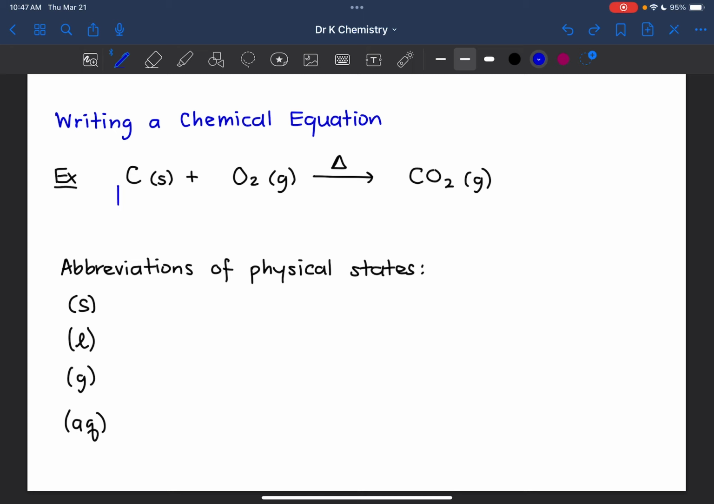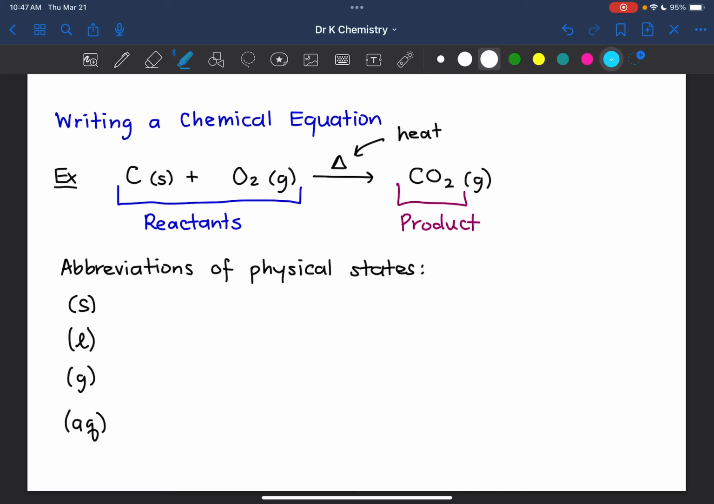So everything on the left side of the equation, these are the reactants. So these are things that we are putting into the reaction, and on the right side of the equation, we are forming a product. So reactants will always be on the left, products will always be on the right side of the equation. This little symbol right here, delta, that means heat. So that's telling us this reaction is being heated.